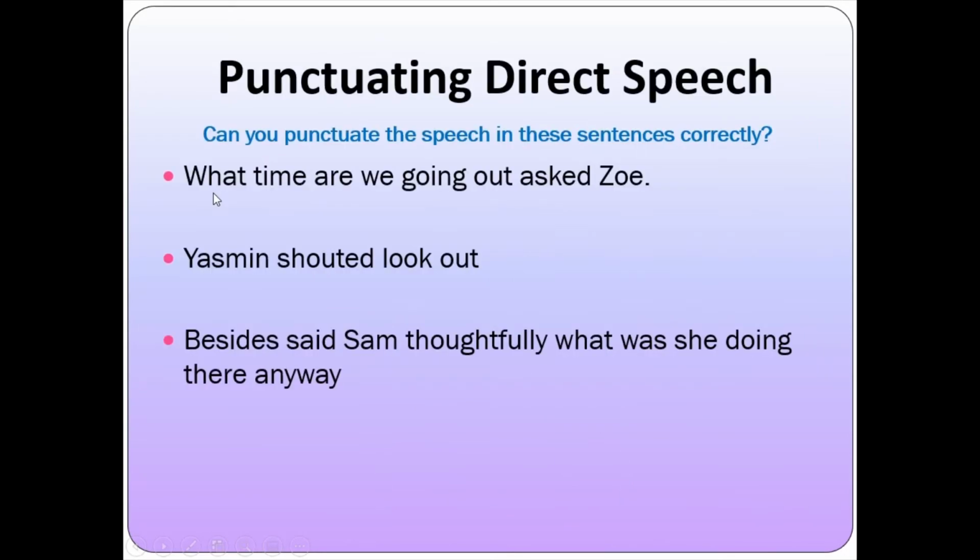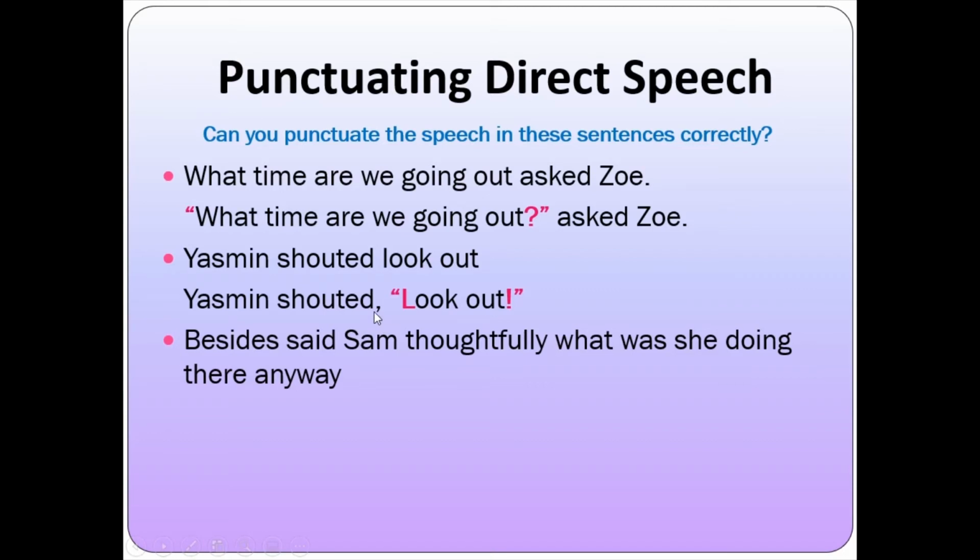So, okay. Have a little think about these ones. "What time are we going out?" asked Zoe. It's missing some things. What do you need to add? Of course, you need to add the inverted commas and the question mark. Okay, it's a question. Yasmin shouted, "Look out!" Think carefully. You may need four pieces of punctuation here.